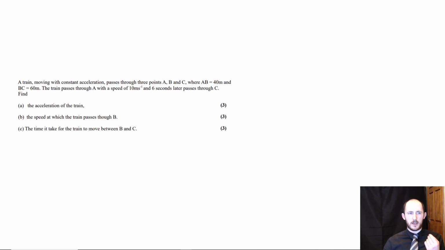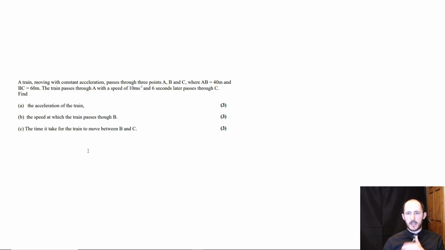We do have some more recent exam questions as well, but these are all exam questions too. So, a train moving with constant acceleration passes through 3 points, A, B, and C, where AB is 40 and BC is 60. The train passes A with a speed of 10 meters per second, and 6 seconds later passes through C. Find the acceleration of the train, the speed at which the train passes through B, and the time it takes for the train to move between B and C.